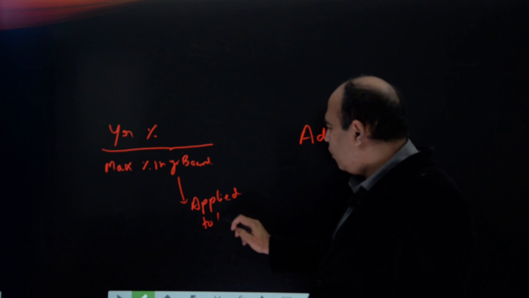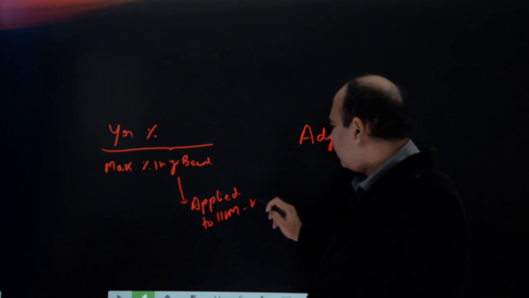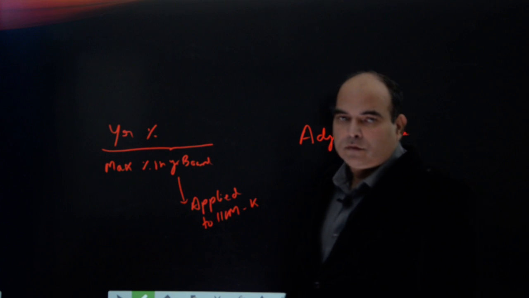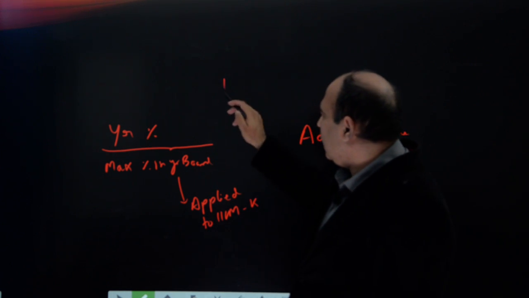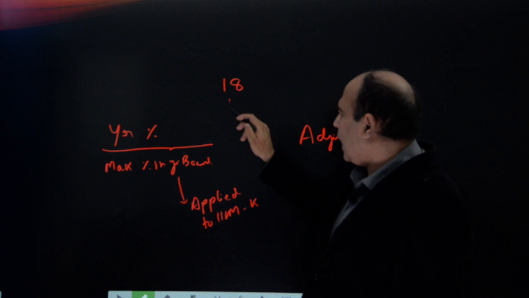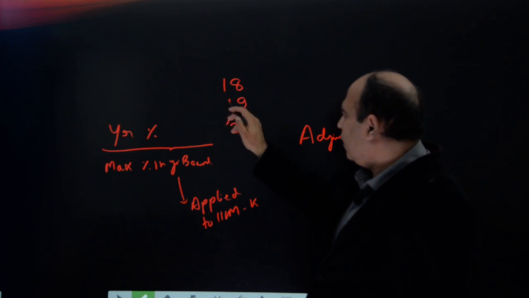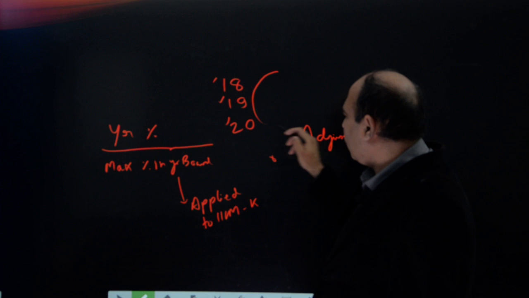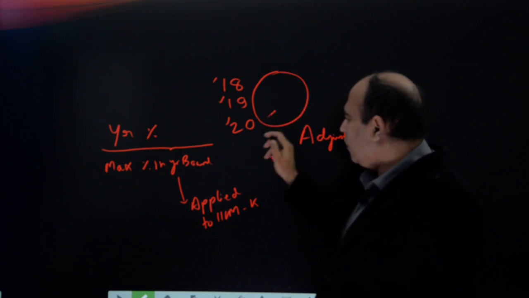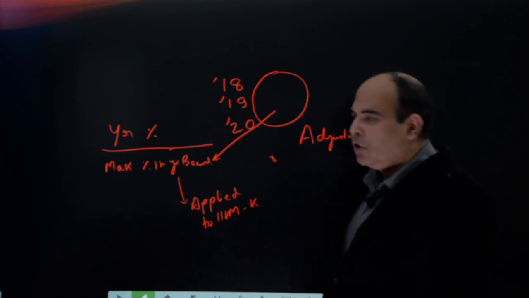So from the people who have applied to IIM KOZHIKODE from your board in the last 3 years, they look at the CAT 18 candidate pool, the CAT 19 candidate pool, and the CAT 20 candidate pool. All these people they'll put into one box, and from that they'll find out who has got the maximum percentage in your board.